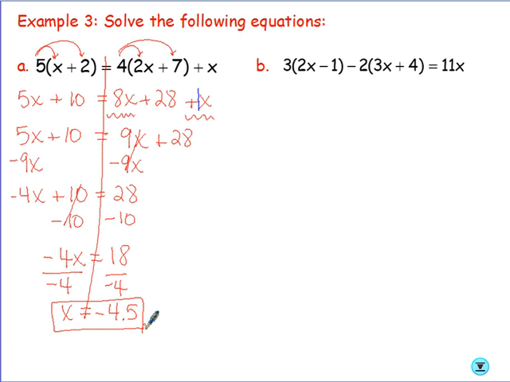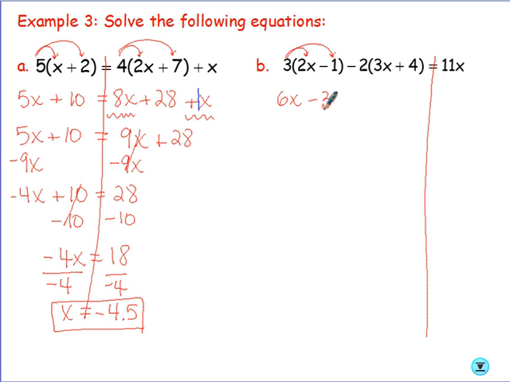Okay, so hopefully you have finished B. So let's put up our line. I have two sets of parentheses. I'm going to start with 3 times 2x. 3 times 2x is 6x. And 3 times negative 1 is negative 3.